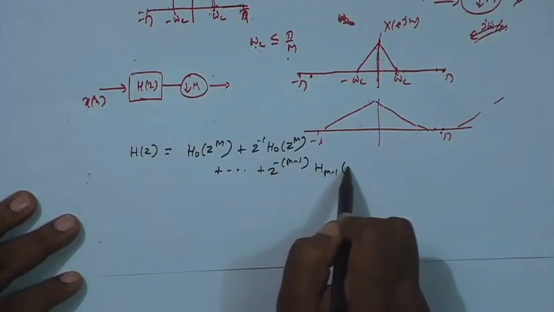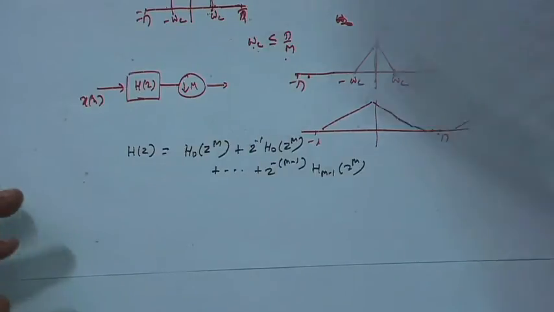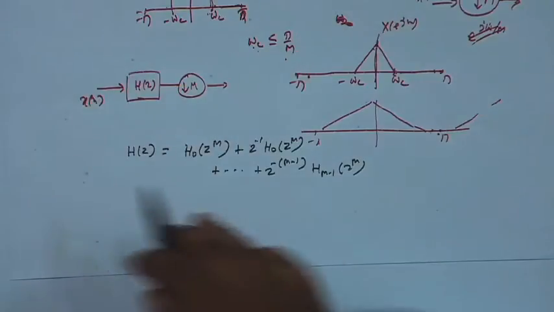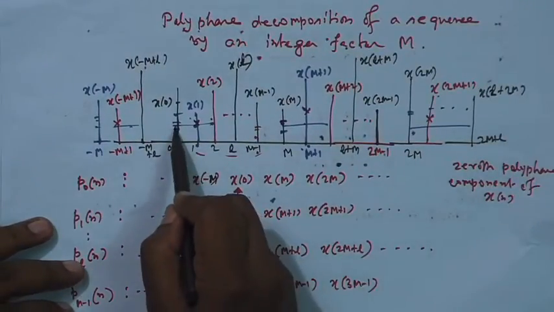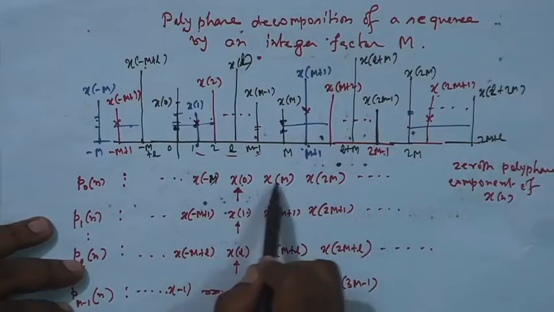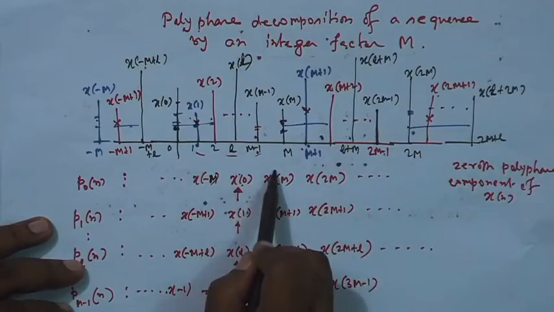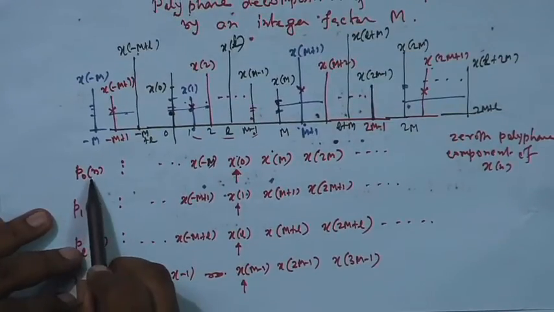I hope you remember this very quickly. What are those polyphase factors? Suppose instead of H, I have a sequence x. You take x0, then the Mth, 2Mth samples, so x0, xM, x2M, and so on, including x minus M. This is the 0th sample, first sample, second sample, minus 1th sample. You call this sequence P0(n).